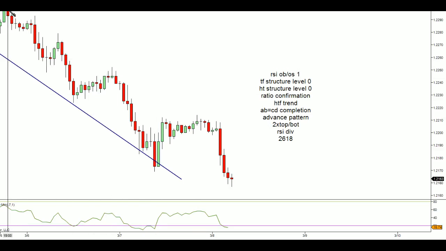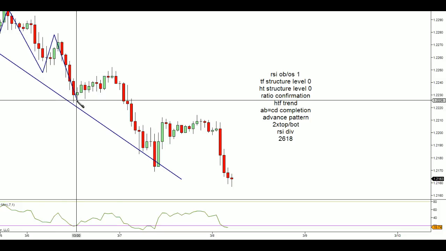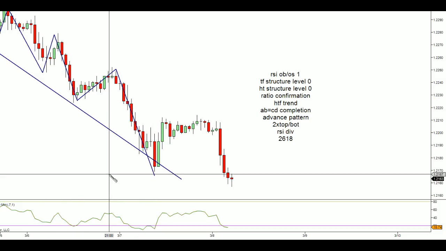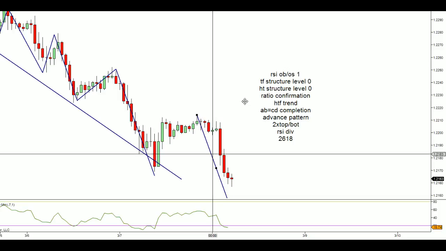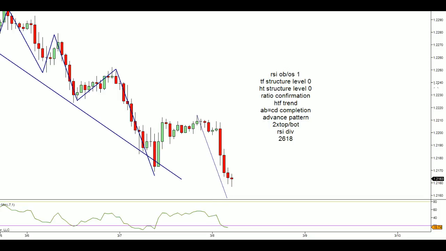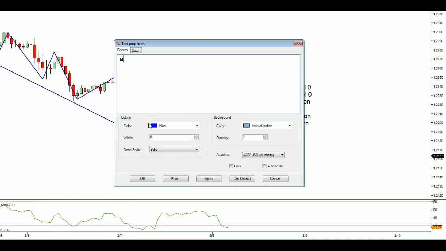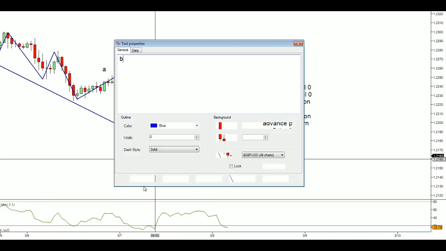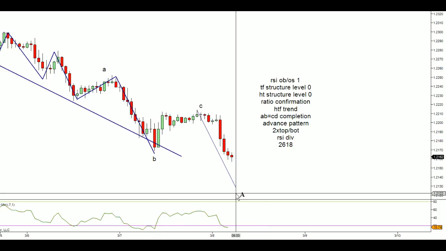Let's draw out the move here. Okay, we get somewhat of a double top here. Excuse me, we break lower, outside return, break lower, outside return, break lower. Okay, so this last move, if we copy and paste it and then put it at the high, we would have A, B, C, and then D completion down here.